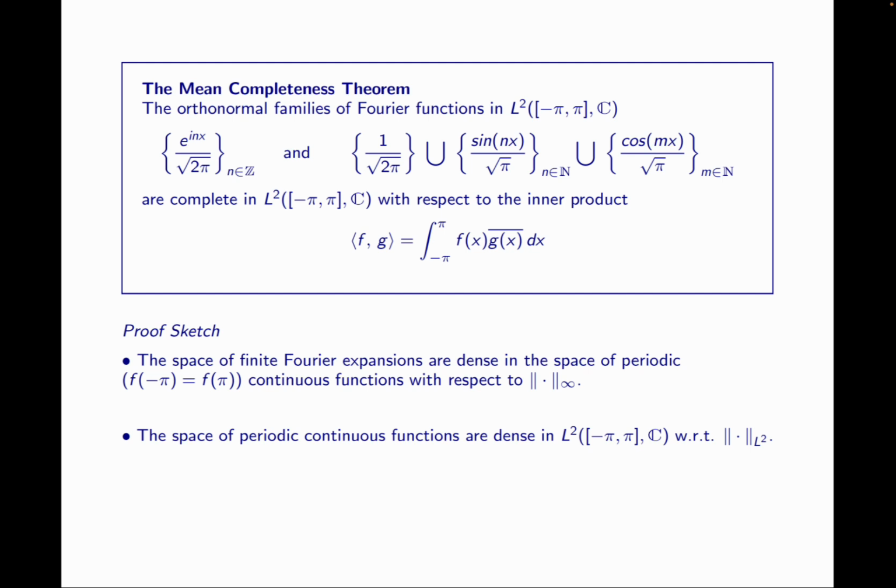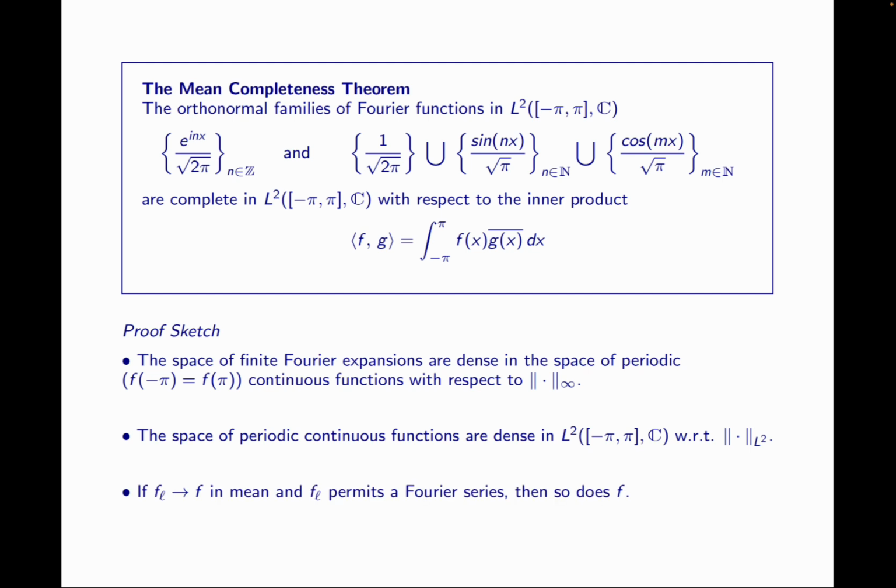Furthermore, the space of periodic continuous functions is dense in L2 with respect to the L2 norm. In other words, if I have some continuous function that is equal at the endpoints, then there's an L2 function arbitrarily close to it, where close is measured in the L2 norm.